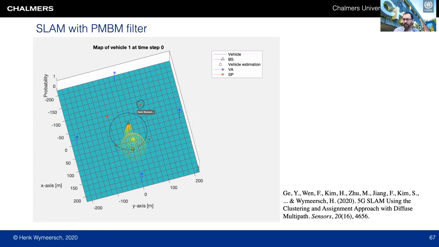In the beginning, the user knows very little. It knows nothing about the map. It knows something about where itself is. And as it drives around this circle, it will try to build up a map of the environment. So this is what will happen.